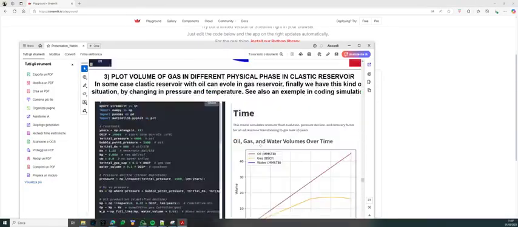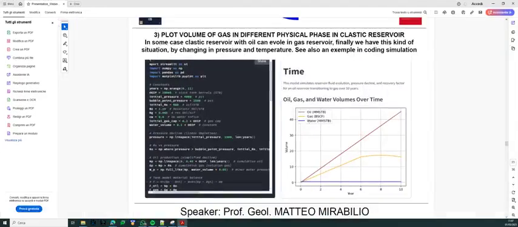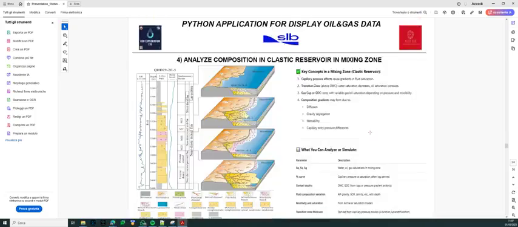Okay, you see the sample, you see the plot in this case of the oil, gas, and water volumes over time, and how they change. Water is constant, the gas in this case decreases, and we now have an increase of oil.